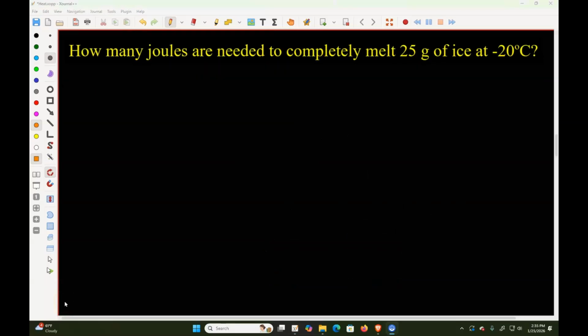In our next problem, how many joules are needed to completely melt 25 grams of ice at negative 20 degrees Celsius? So the first thing to do, here's 0, here's 100. We're starting at negative 20 here, and we're going to melt it. So it will be finished melting at this point here.